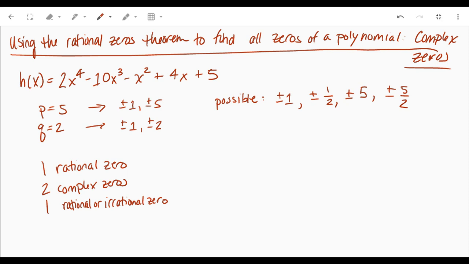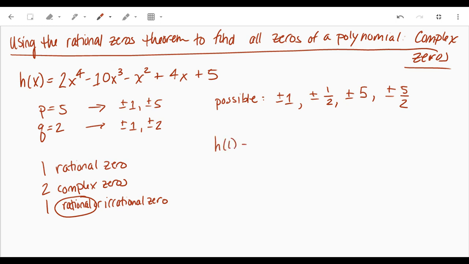And just based on the type of problem, it's likely going to be rational, because otherwise it's going to be hard to find it. So I'm going to guess they're going to throw a rational one at you. Otherwise, it's not really a problem that you can do yet. Okay, so we're going to test our possible zeros.